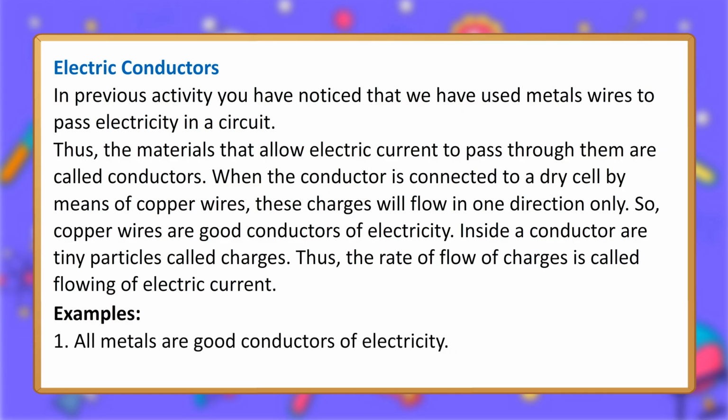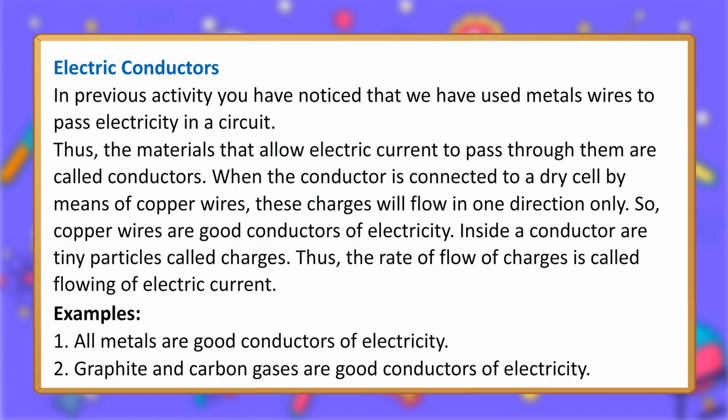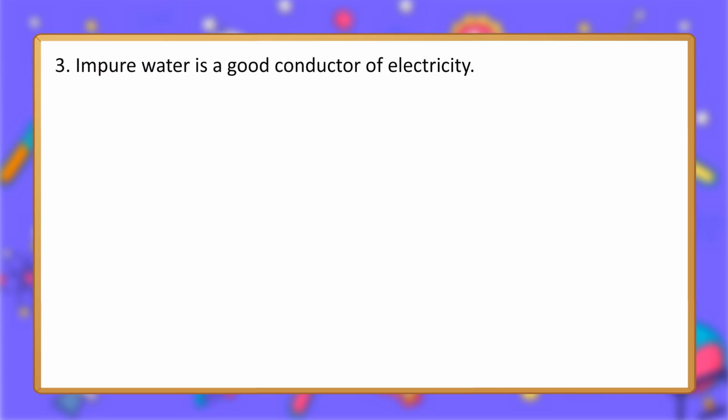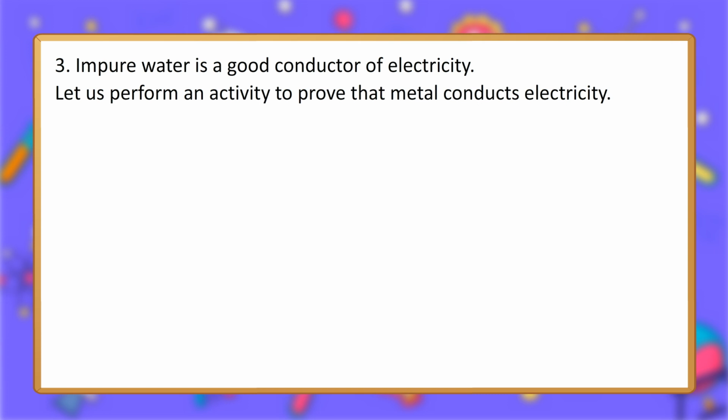Examples: 1. All metals are good conductors of electricity. 2. Graphite and carbon gases are good conductors of electricity. 3. Impure water is a good conductor of electricity. Let us perform an activity to prove that metal conducts electricity.